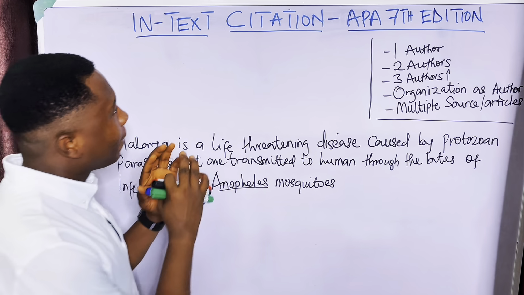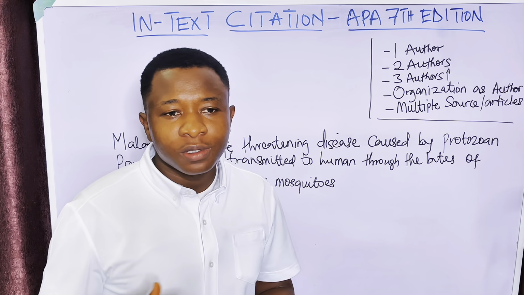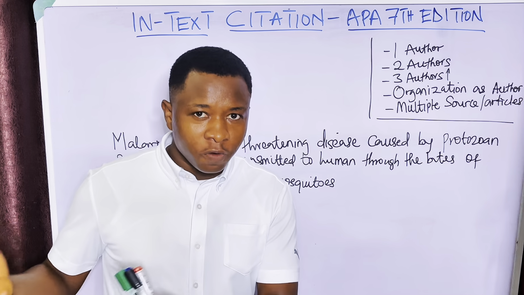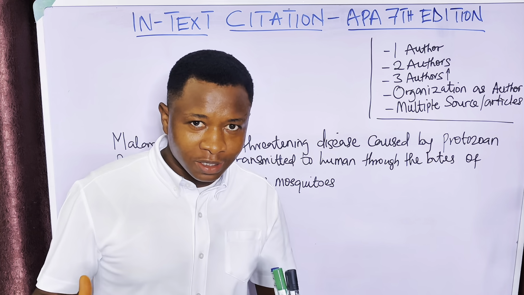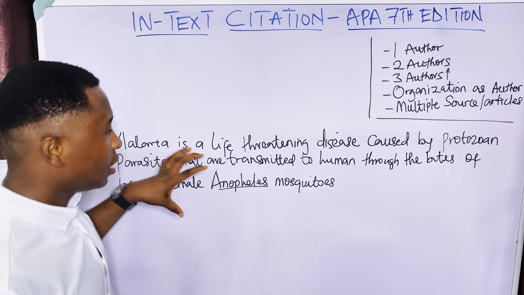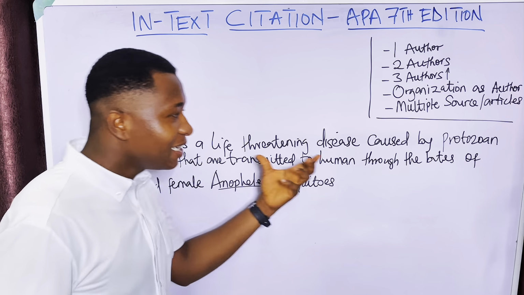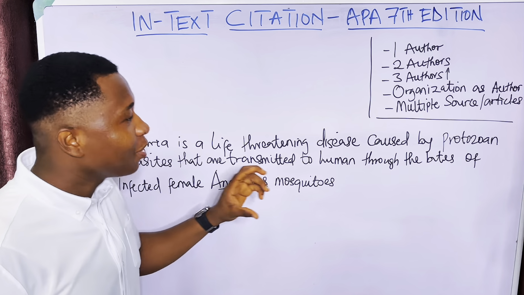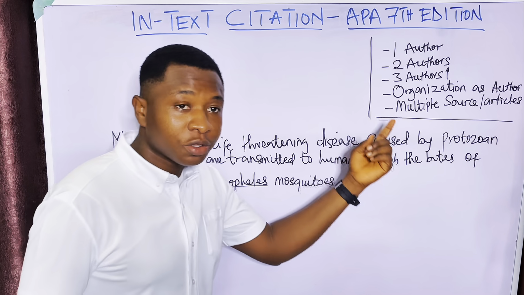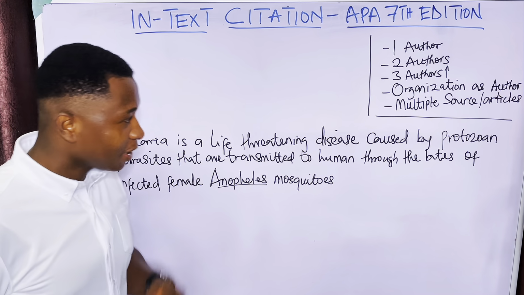So let's start by knowing what an in-text citation is. In-text citations are used when we want to acknowledge a source of information within our text. So when we have our text, we will need to acknowledge the source of this information. And how do you acknowledge that source? By citing the source. And you can cite the source if it's one author, two authors, three authors, or organization, as the case may be. So let's look at how to cite this particular text on the board.